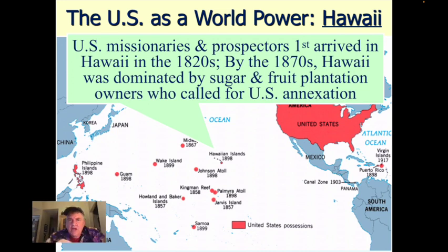U.S. missionaries, prospectors, they arrive in Hawaii in the early 1800s. By the 1870s, it's dominated by sugar and fruit. Sugar and fruit. That's going to be so much money coming in, it's ridiculous. The good news is this. With Hawaii, we said, hey, Hawaii, how would you like to do business with America? You can make a lot of money. And so Hawaii's like, okay, that sounds like a good idea, right?